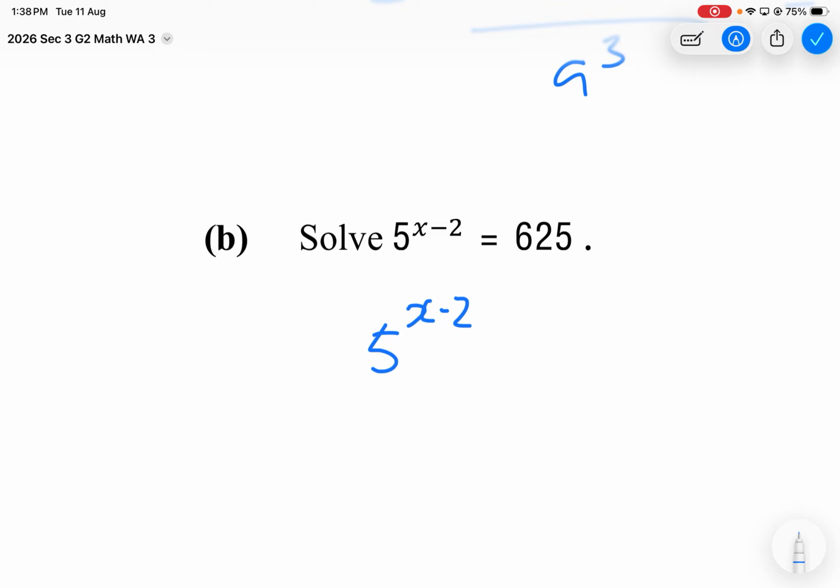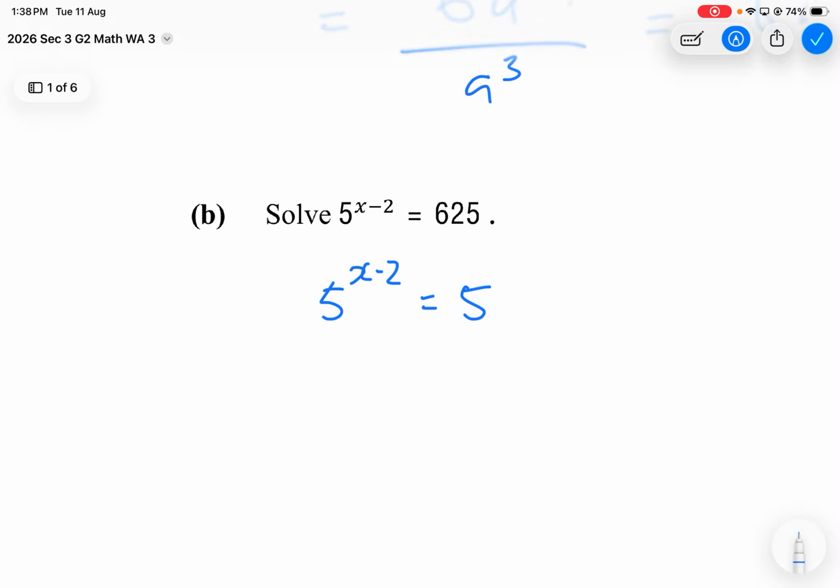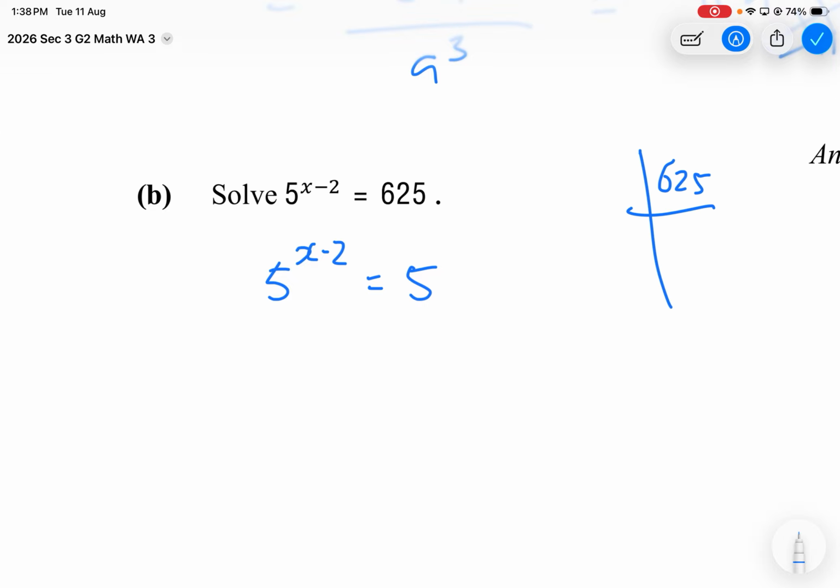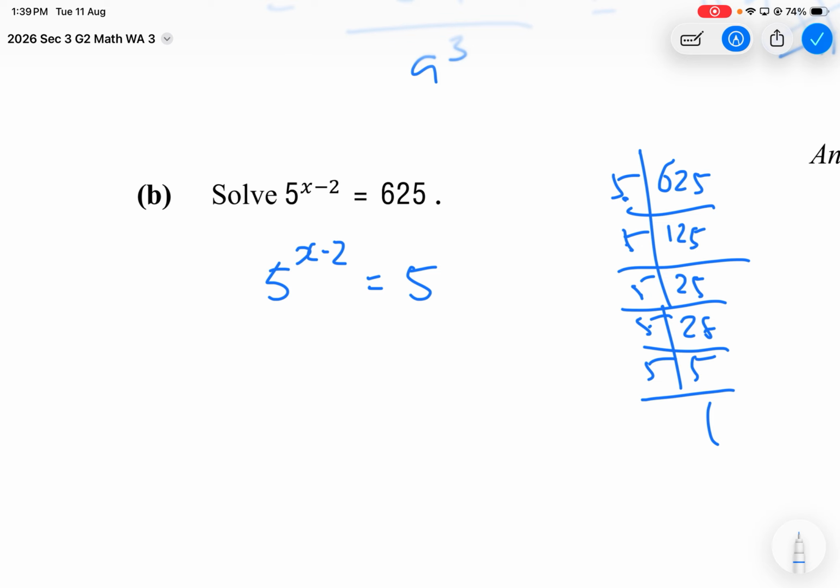The only way to solve an equation with the unknown inside your index is to make both sides have the same base. That is the clue. I want to change 625 to base 5. You can go through your prime factorization. 625 divide by 5, keep dividing. One, two, three, four, 5. So it is actually 5 to the power of 5. Okay? You can use your calculator, just divide. But you must know how many times you divide.